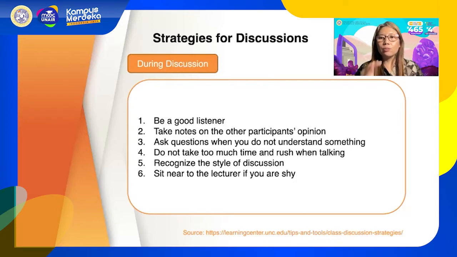And then try to be to the point so you don't take too much time for yourself when other people are also waiting for their turn. You should be considerate and give other people good turn-taking time. On the other hand, you should also not rush when talking. Talk at a pace where your friends can understand what you're trying to say more clearly.